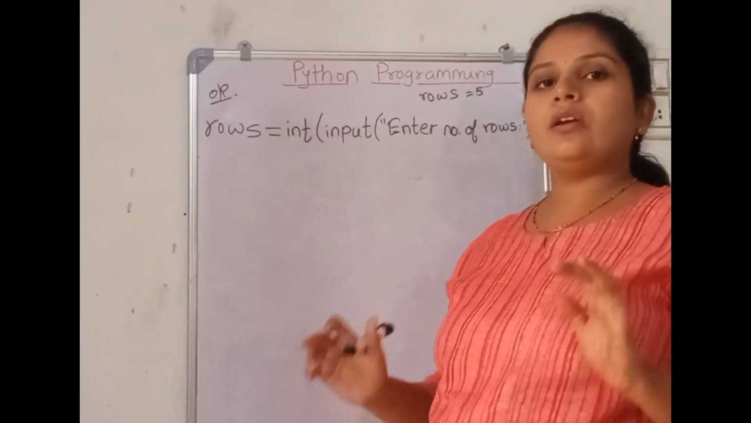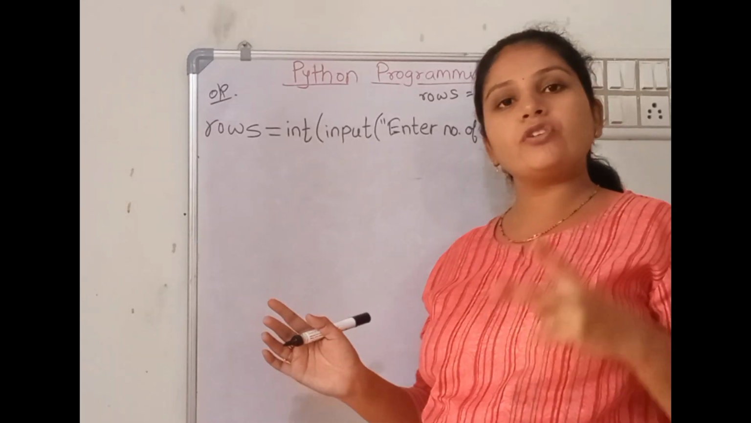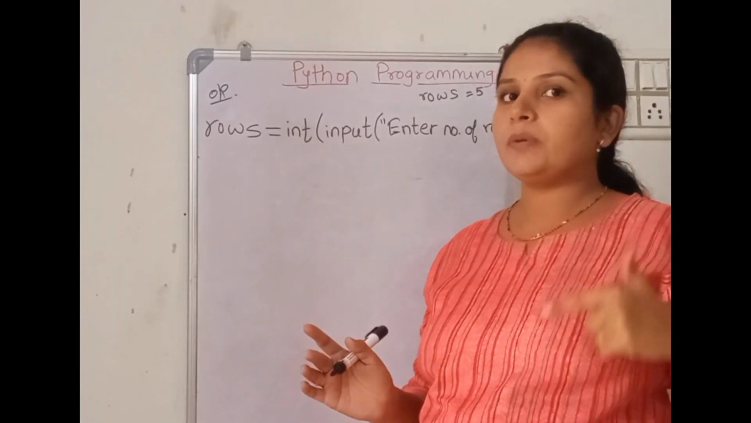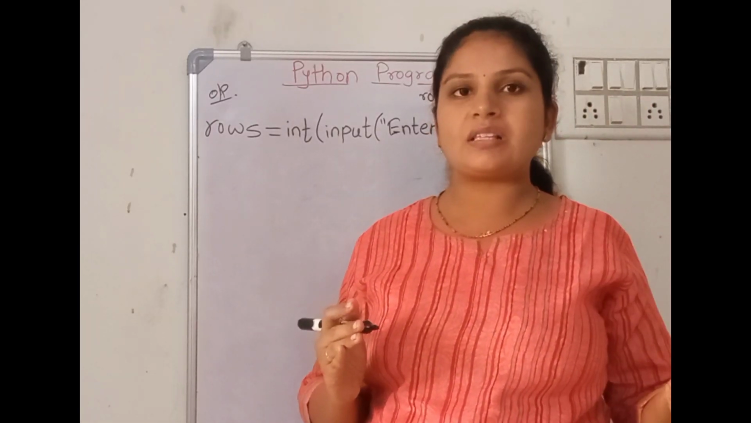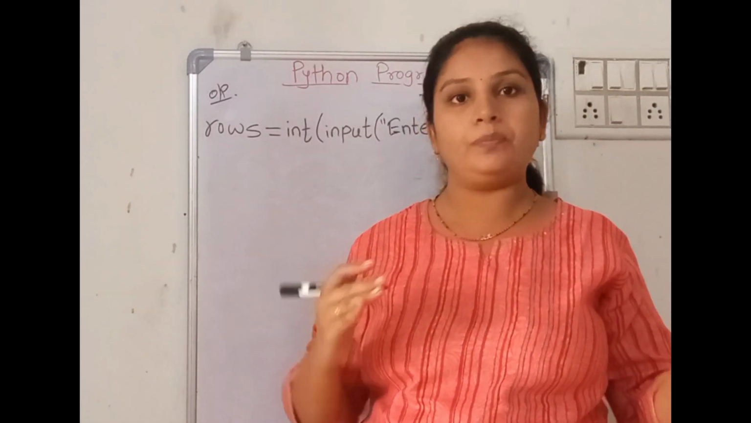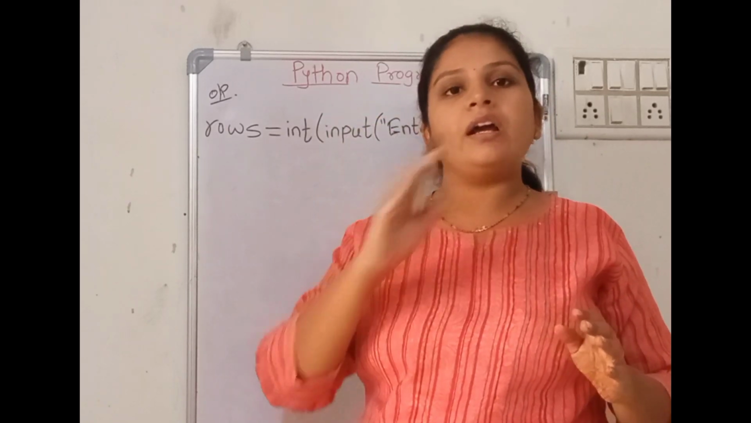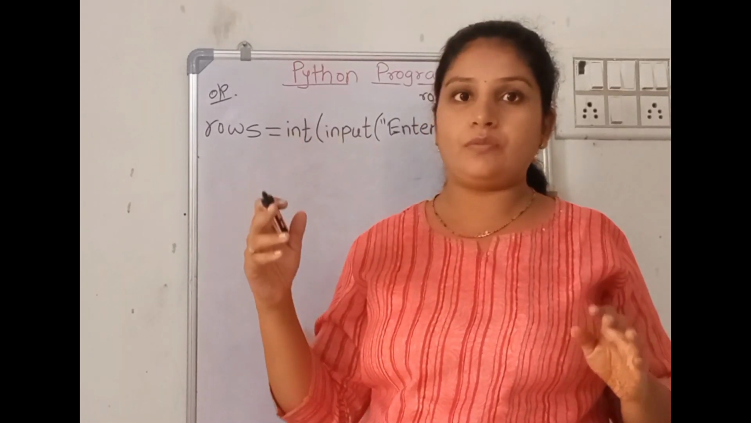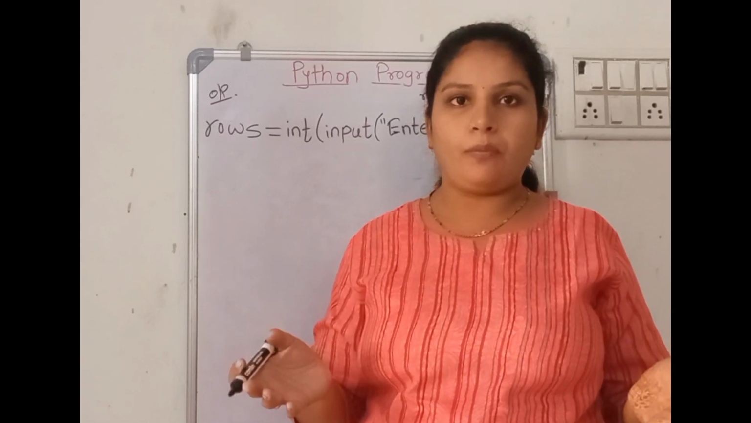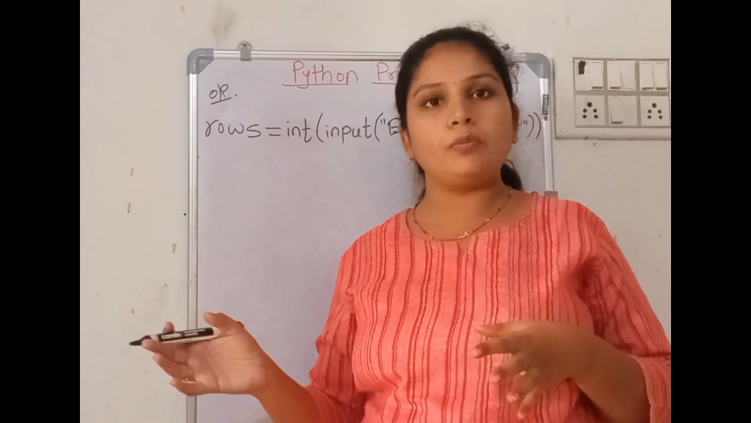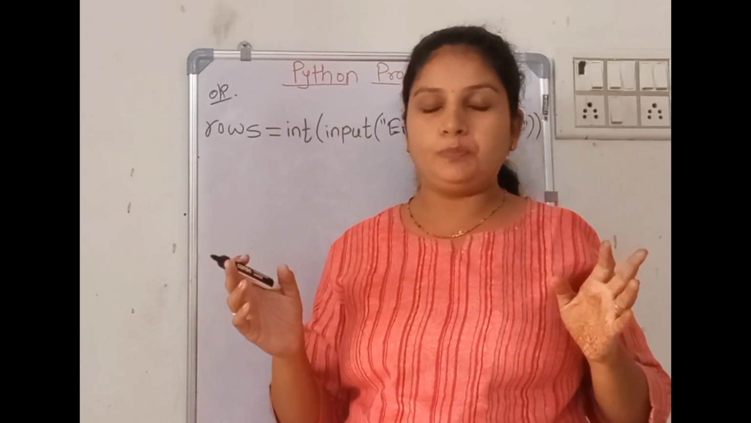So after taking rows, we will start with the first for loop. In this program, we are going to use two for loops: an outer for loop and an inner for loop. That is called a nested for loop. One more concept inside the for loop: for within for. Why? Because you remember the pyramid has rows and columns, so for rows and columns you need a nested loop. It's like a matrix form. Whenever you are creating the output in matrix form, you need to consider row and column values.